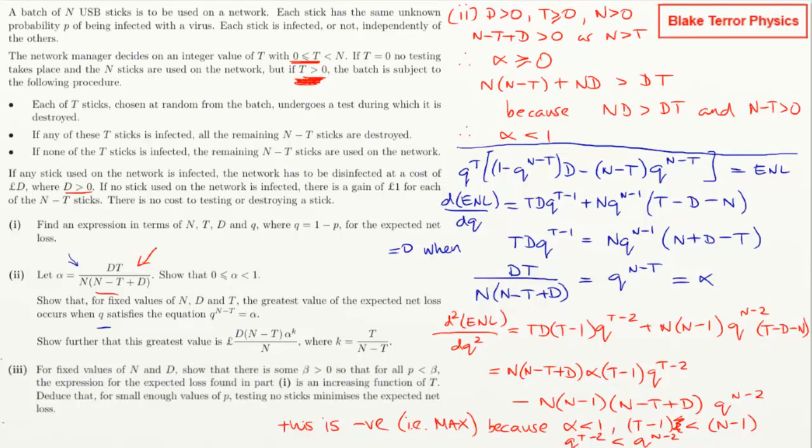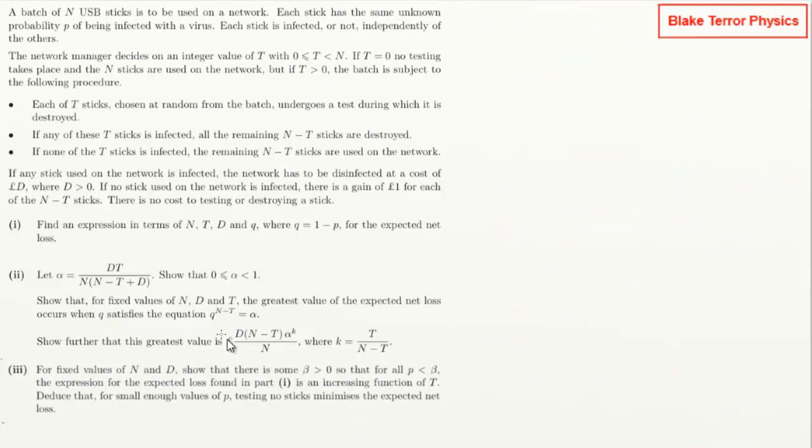Get another sheet up. Show further that this greatest value is this thing, where k is that. Okay, so the maximum, then we're just plugging back in to what we had before. Right, so I'm going to have to pause again and copy across what the expected net loss was, because again, can't remember what it is. Okay, so yeah, back again, copied that over, and what was I doing? So we have to, yeah, we've worked out when we're getting the maximum, and we need to show what the maximum actually is. So that's when we've got q to the n minus t is equal to alpha.